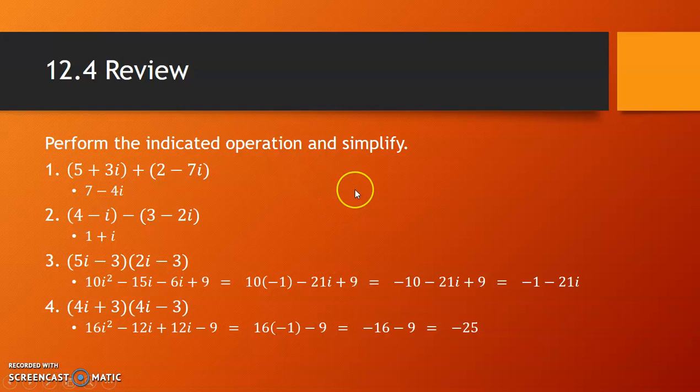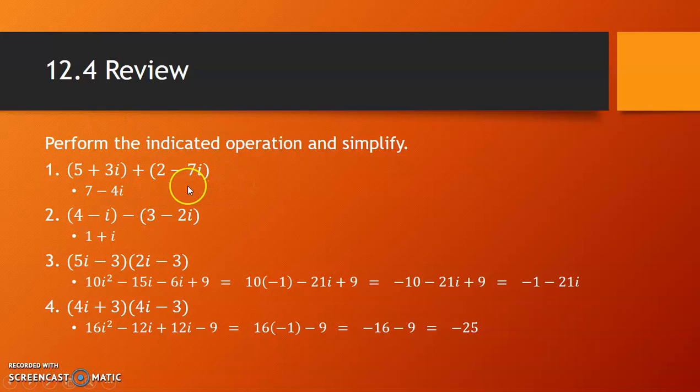Alright, and so the last section, section 4, this is when we started talking about that imaginary number i that came out when you were dealing with negatives underneath the square root sign. What I'm going to have you guys focus primarily on is just operating with imaginary numbers, so adding, subtracting, and multiplying them. If it's adding or subtracting, you just combine like terms.